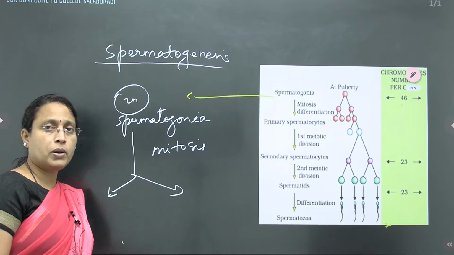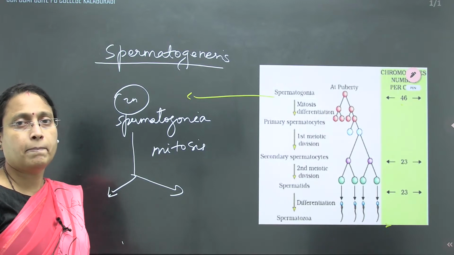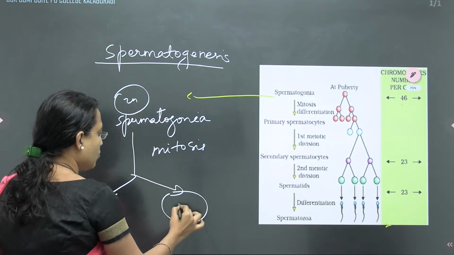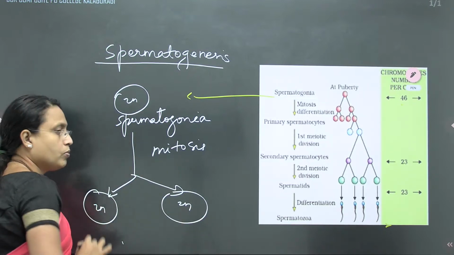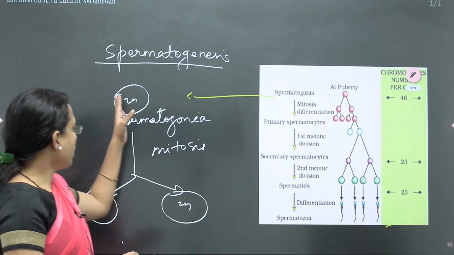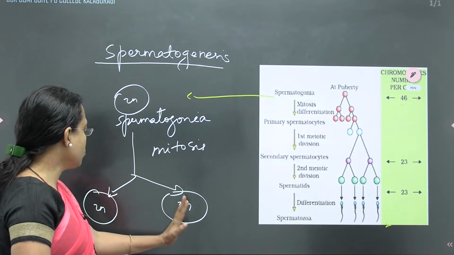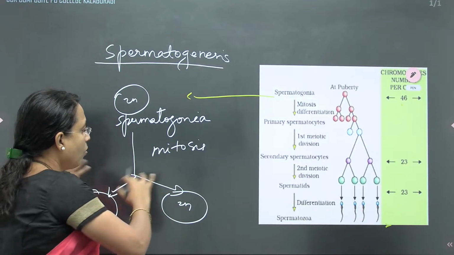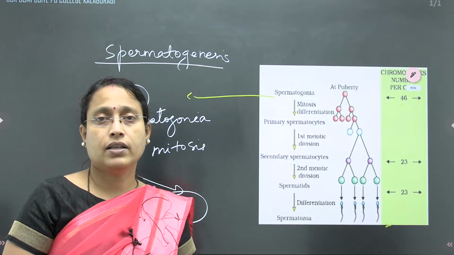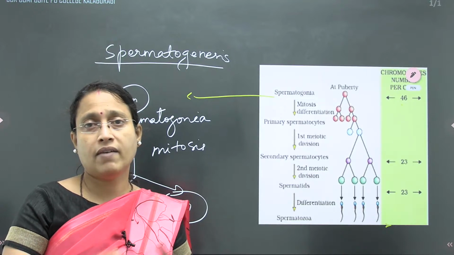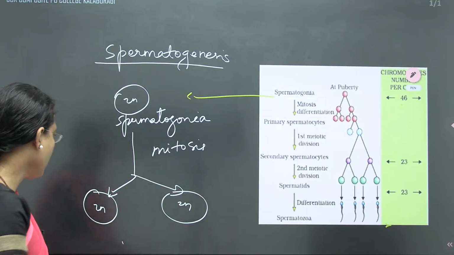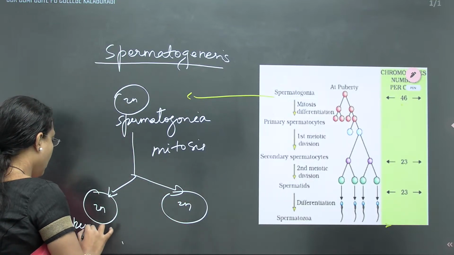How will the chromosome number of the daughter cells be? Equational, because it is undergoing mitosis. Two daughter cells are formed here, but the chromosome number remains the same: 2n, which is equal to a total of 46 in humans. The question is whether all the daughter cells are the same or different. They are actually different. Two different groups of cells will be formed after the spermatogonia undergo mitosis. One is called spermatogonia A.